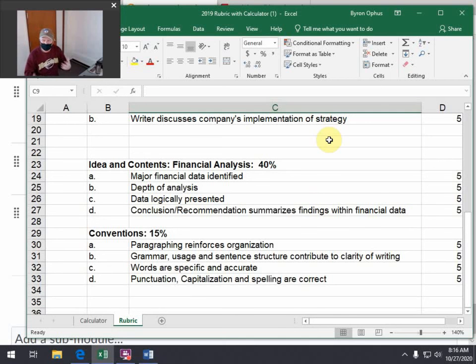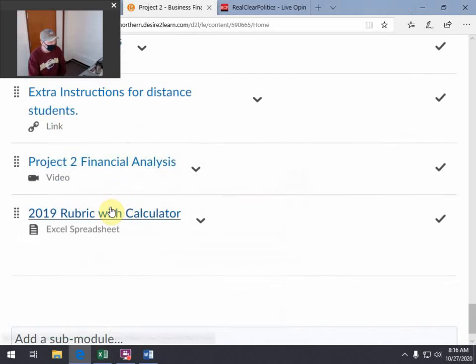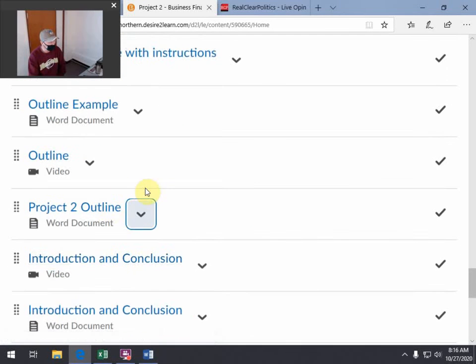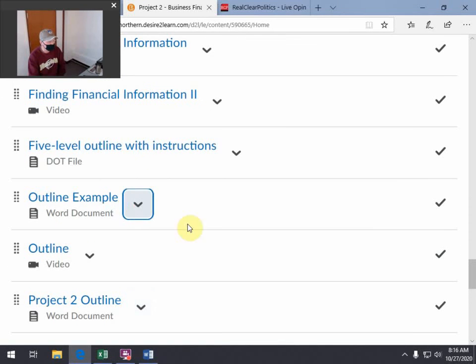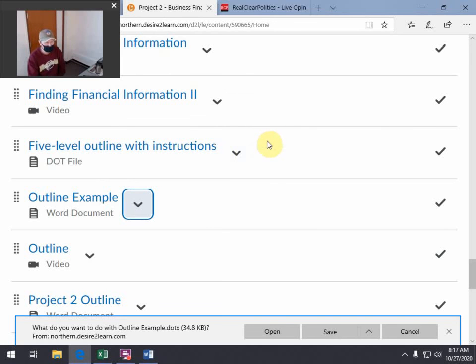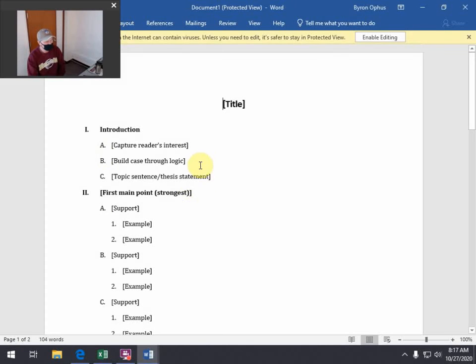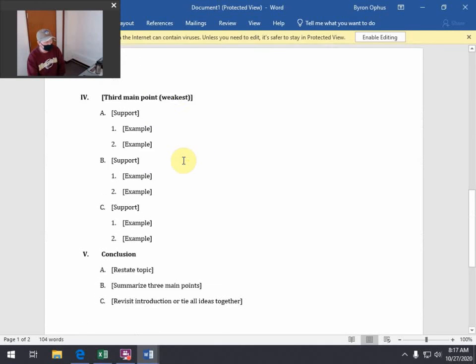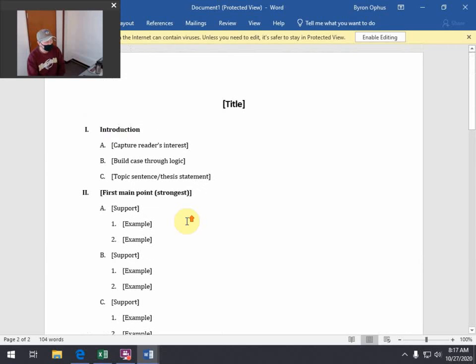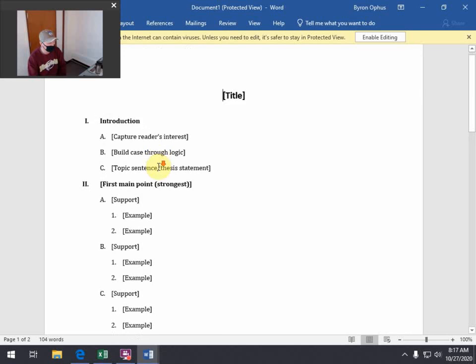Your assignment this week is just the outline, right? And I think I give you some examples here. There's a couple different ways. You can just open up Word and start at the top, put an I up there, and it'll know that you want to do an outline. Here's just an example: introduction, capture the reader's interest. You've got a sentence there, build the case through the logic a little bit. That's also probably where you're going to introduce, preview, or summarize the main topics. And you've got the topics down here.